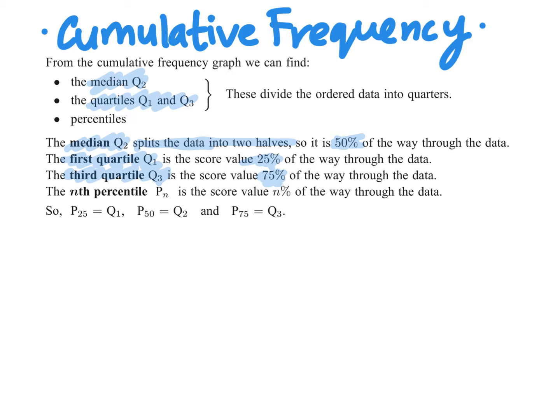We can also call it the nth percentile. The nth percentile, Pn, is the score value n% of the way through the data. P25 means the first quartile, P50 means the median, and P75 means the third quartile.